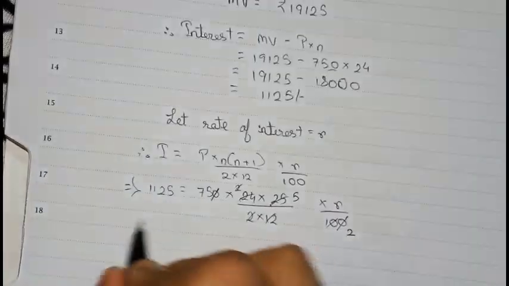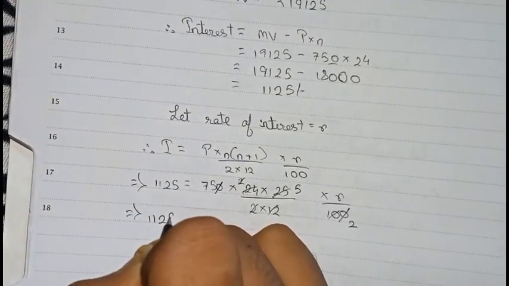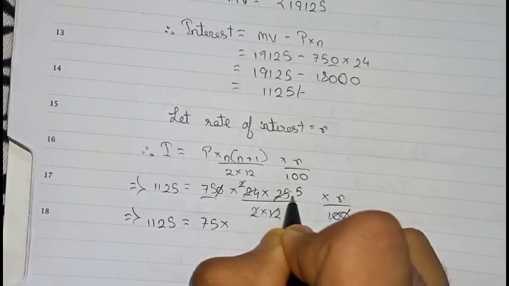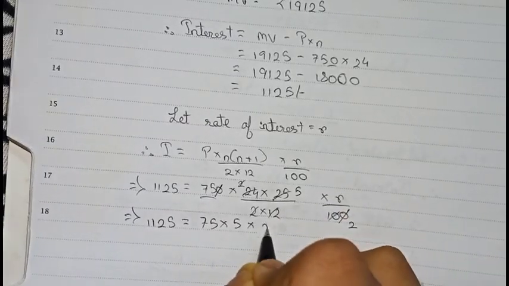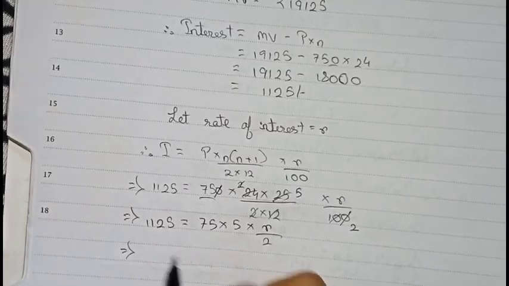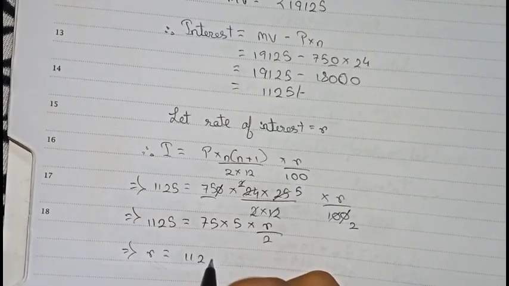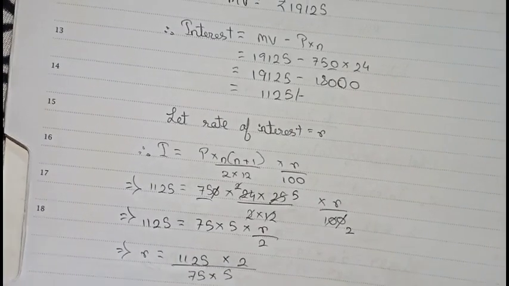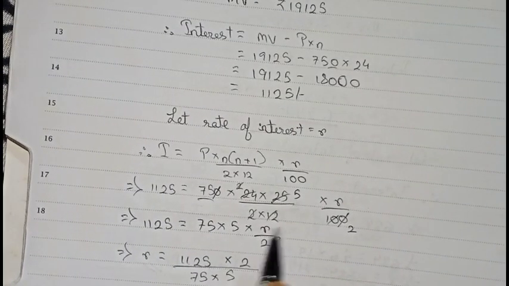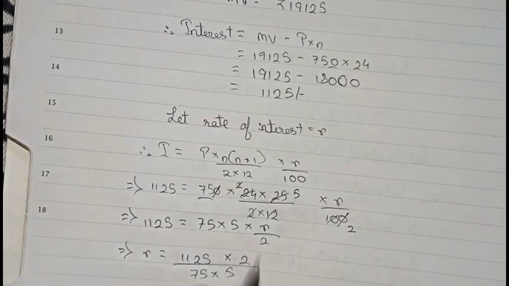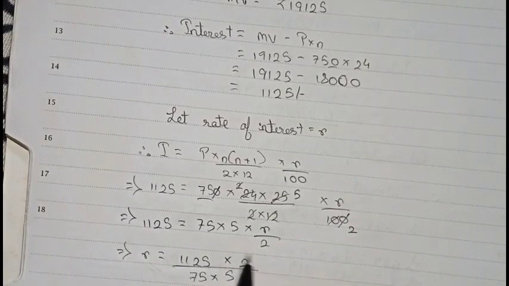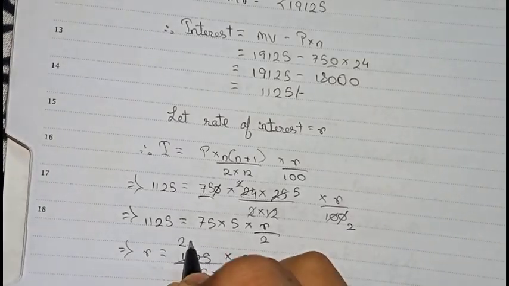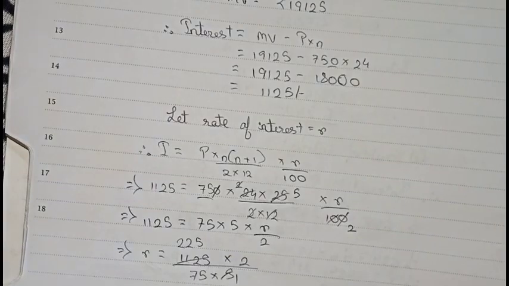So now we'll rearrange the equation like this. So first we write what are the remaining portions: 75 into 5 into r by 2. So rearrange it now. So 1125 multiplied by 2 by 75 into 5. As 2 is down, it goes up, and 75 into 5 are up, so they come down. So 5 and 1125 we cut. So 2 5s are 10, again 2 5s are 10, and then 5 5s are 25.